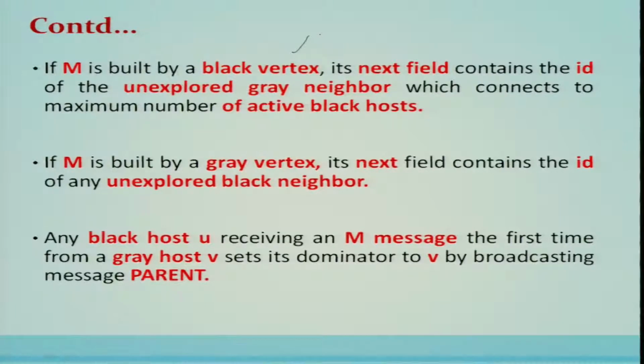If M is built by a gray vertex, its next field contains the ID of an unexplored black neighbor. So either the black or the gray vertex is able to find the dominators for the black nodes. Any black host U receiving the M message for the first time from a gray vertex V sets its dominator to V by broadcasting the message parent to it.